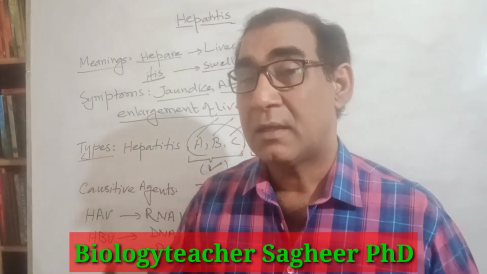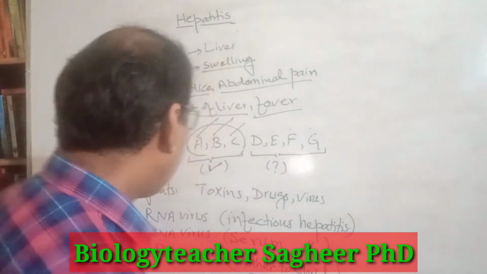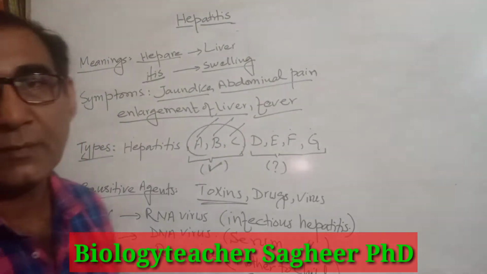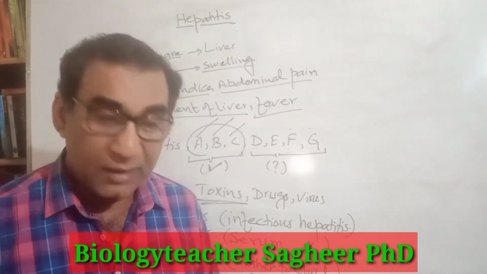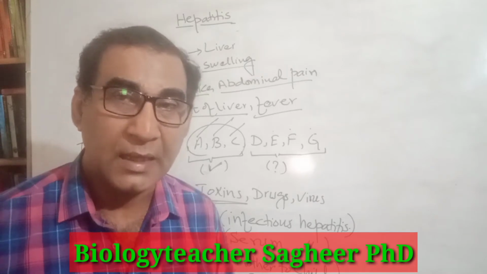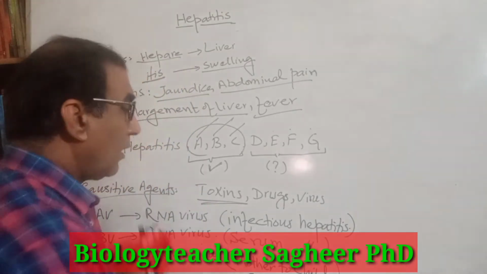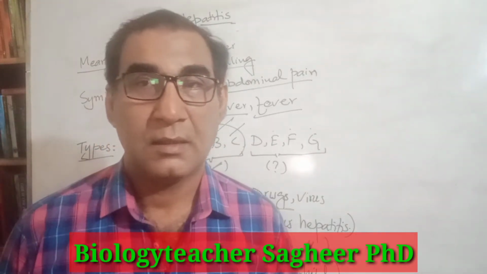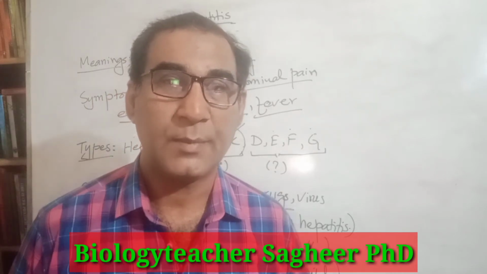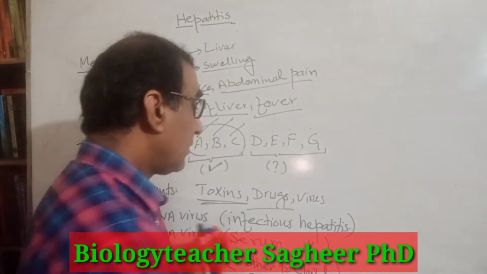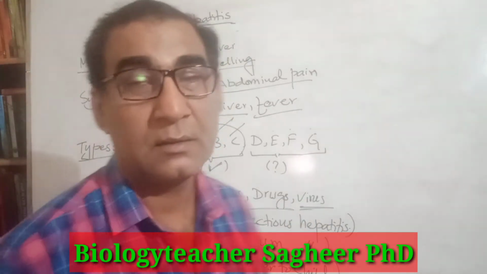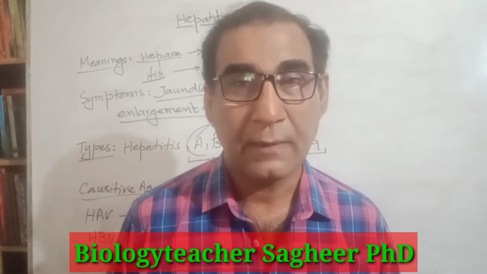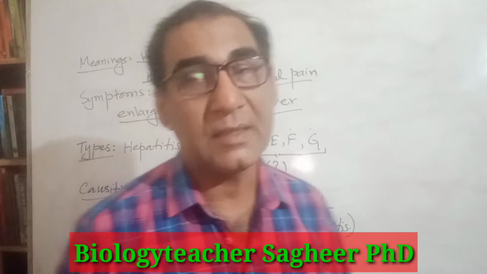So today, keep in mind once and for all that the causative agents of hepatitis are: number 1, toxins. Any toxin, biological or non-biological, may cause hepatitis. Okay. Drugs. Any drug can be the causative agent of hepatitis. Okay. And the viruses. The most important reason for hepatitis is the viruses.